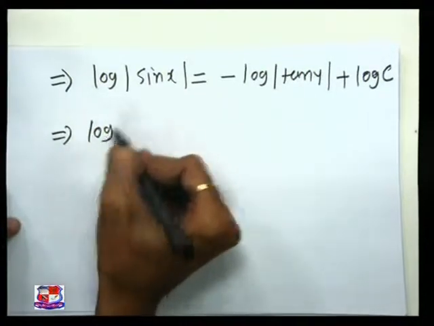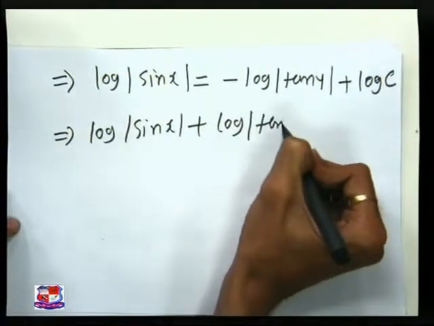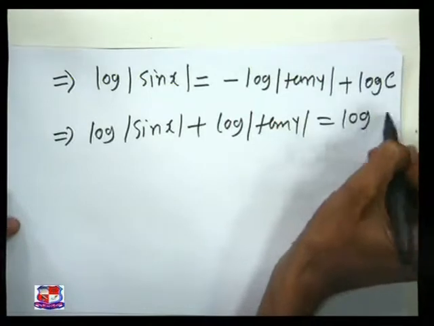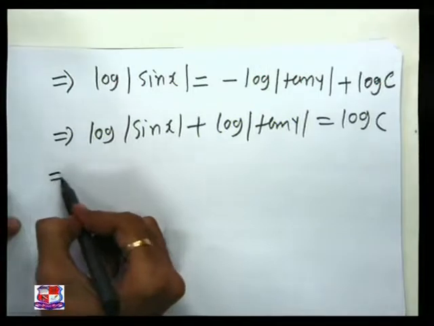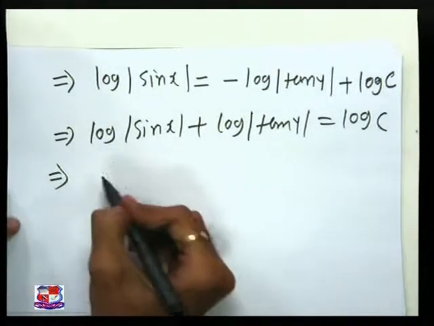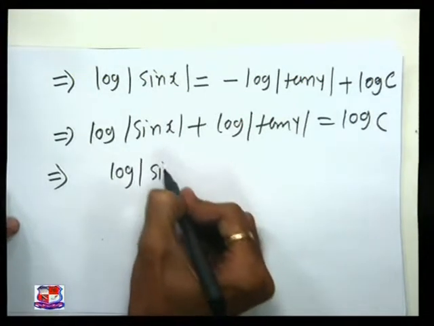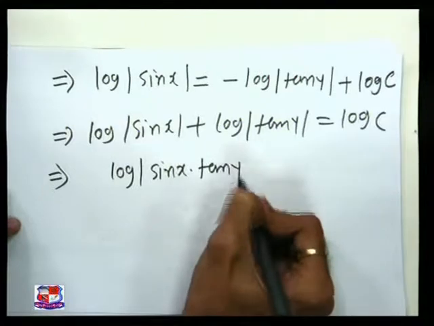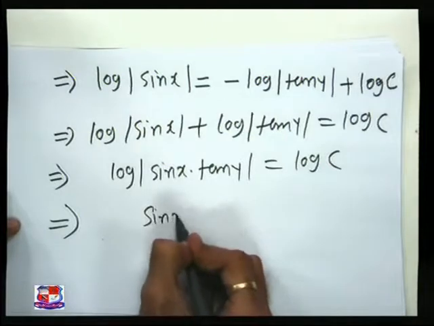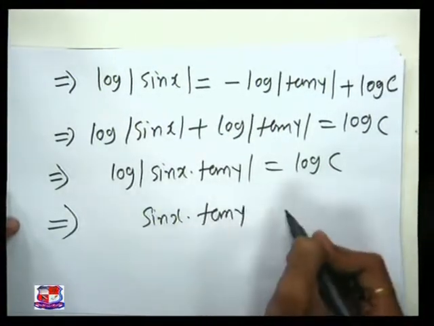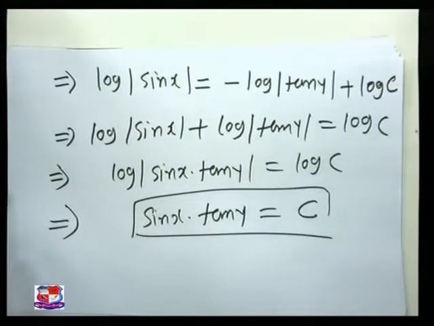So after all I will get log sin x plus log 10y is equal to log c. Here, log a plus log b: from the logarithm rules, log a plus log b is equal to log a into b. So here we will get sin x into 10y is equal to c. So the final solution is sin x into 10y is equal to c, which is the required solution of that differential equation.